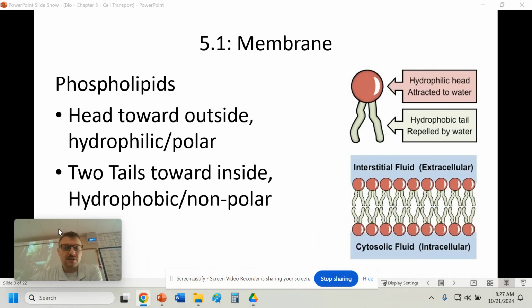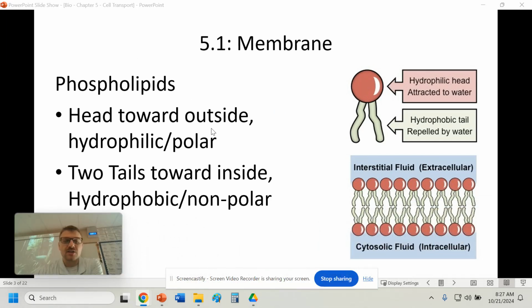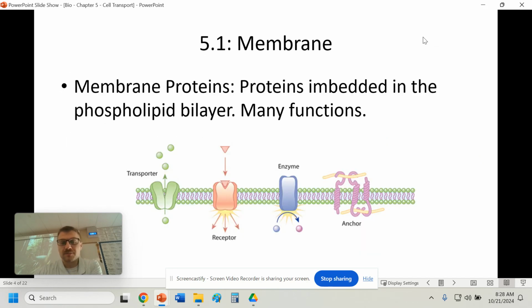Now, remember, we have these things called phospholipids. Phospholipids have their heads towards the outside and their tails towards the inside. The heads themselves are hydrophilic because they are polar. The tails are hydrophobic because they're nonpolar. So the outside head likes water while the inside doesn't like water. In science, we call that amphipathic. You don't have to know it, but it's a little added thing, where part of a molecule is hydrophilic and part of the molecule is hydrophobic.